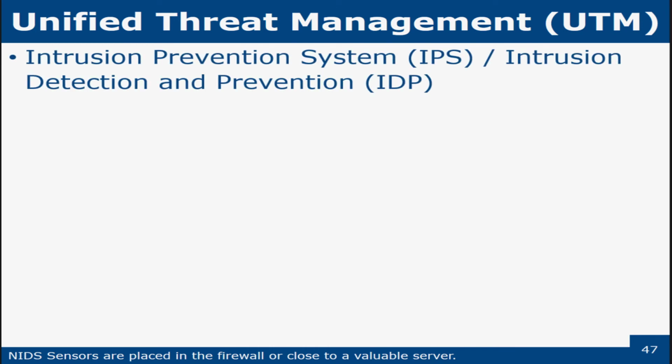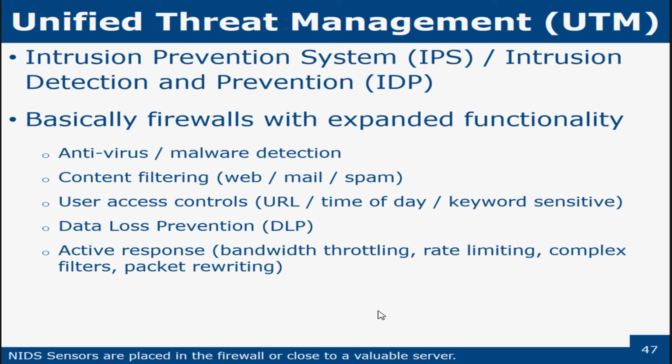Then we have what's called a UTM. That's a Unified Threat Management System. Basically, I'm assuming that you know what these terms are. If you don't, just make sure you do. But at a high level, a UTM is going to typically merge a firewall and an IDS. Typically, it's used more for intrusion detection or intrusion prevention.